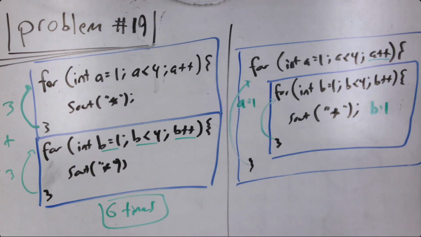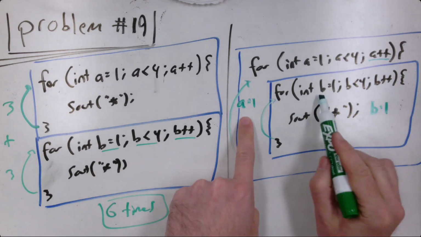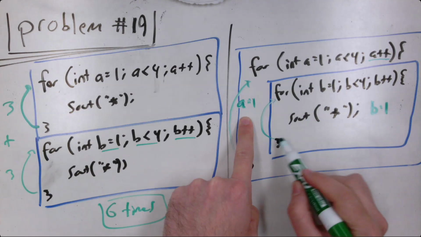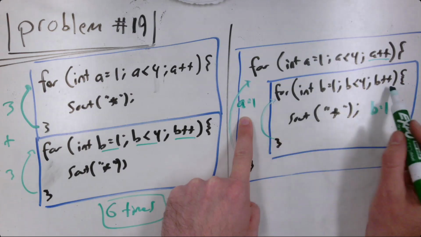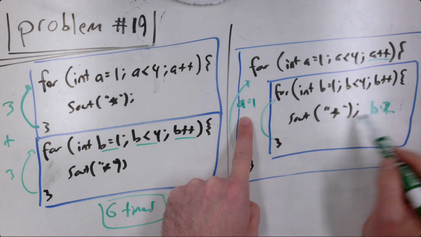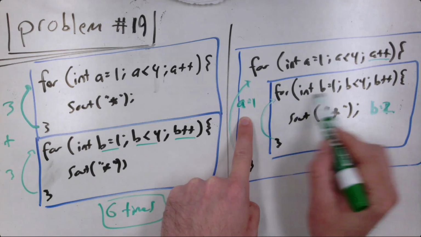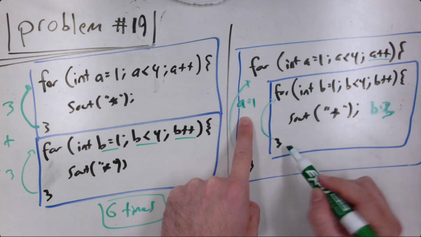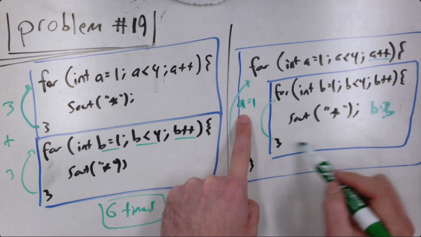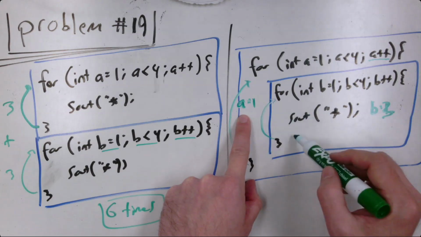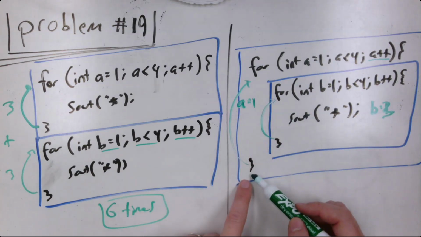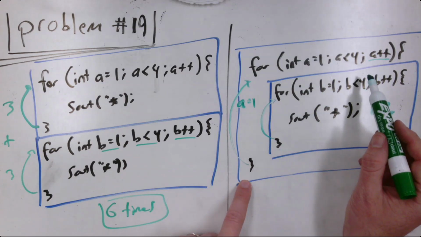So A is still 1. B is 1. We display star. We get to the closing brace, and we loop back up to this for loop, and we add to B. So now B is 2, and we display a star. Then we go up here, and B is 3, and we display a star. Notice that the whole time that we're looping here, A is still equal to 1, because we need to finish all the repetitions of this loop before we get to that closing brace, which is when we add to A.